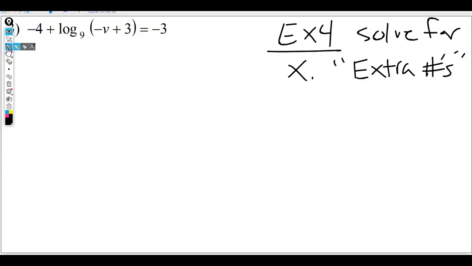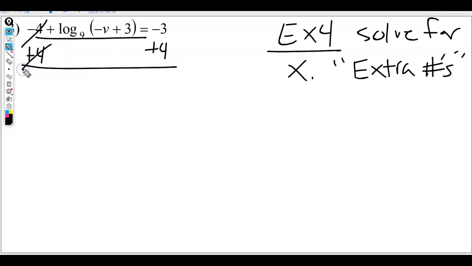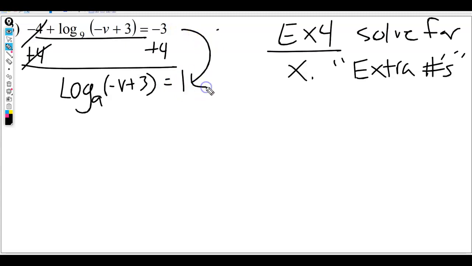Okay, well the first step is to get rid of the numbers that are outside of the log. So on this side of the equation where our log is located, what number is not inside the parentheses of the log? Well, it's the negative 4. We need to get rid of that negative 4. How do we do that? You're going to add it to both sides. That will cancel that out. And now we're left with just a log. Now that log has some extra numbers inside. That's what we're left with. So step 1 is to get rid of outside numbers.